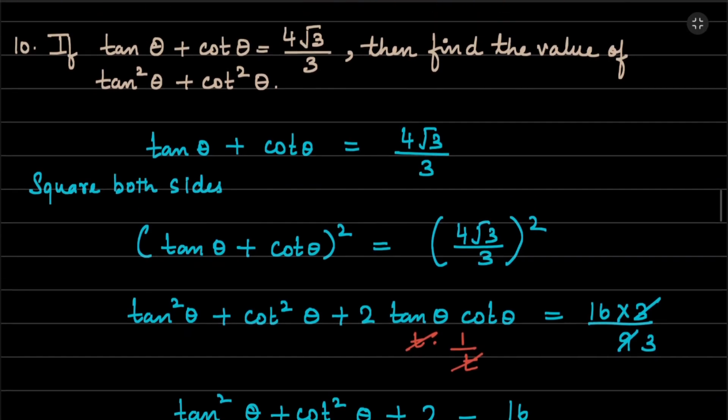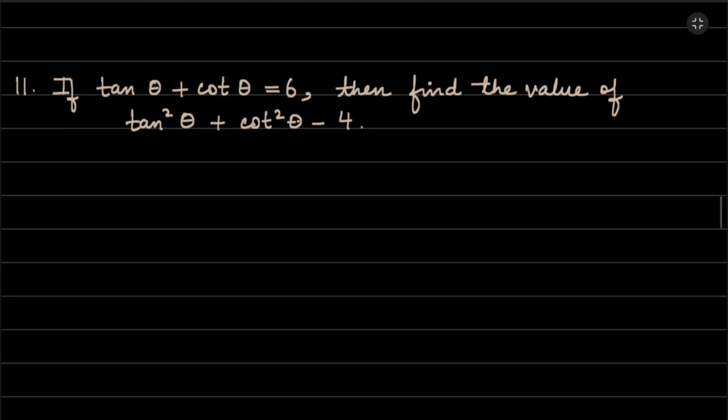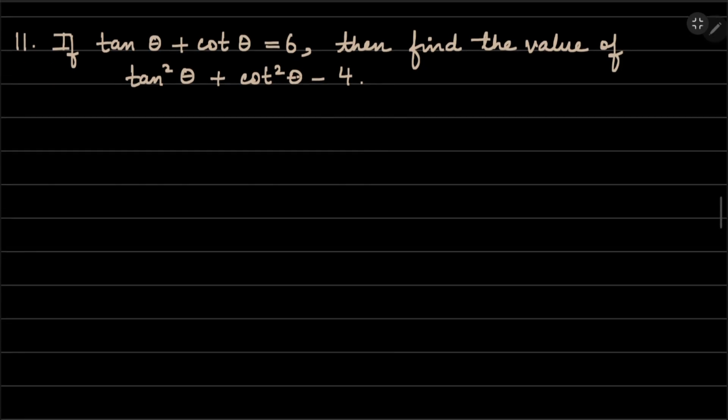Let's do another question of a similar kind. Okay, so you are again given tan plus cot, but you're asked tan square plus cot square minus 4, which is something you have to find. Let's do it the same way. You can pause the video and try doing it. Okay. So since it's a video, you can definitely pause it.